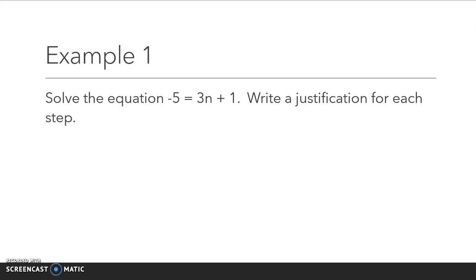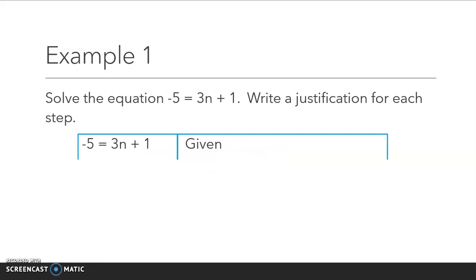So we're going to start off our two-column proof by taking our equation, and right next to it, I'm going to write given. So that's where we're starting. Okay, so this is our first step in the proof, -5 equals 3n plus 1, and it's given. Next, I would subtract 1 from both sides of this equation. So that would look like this.